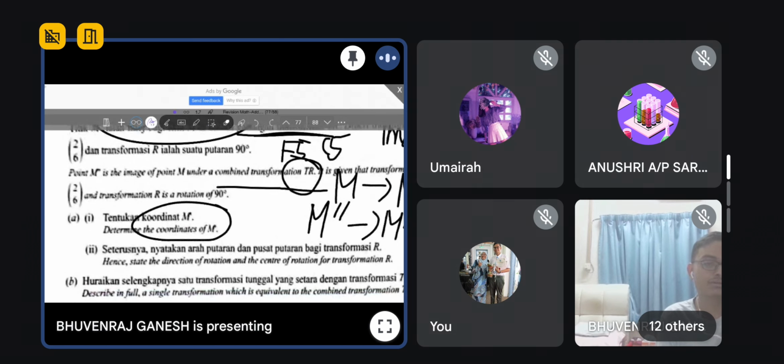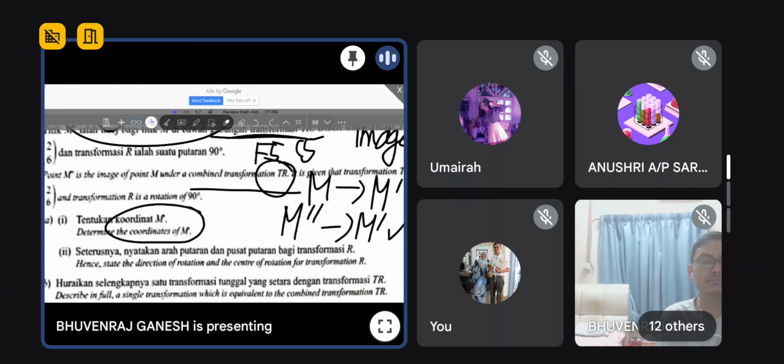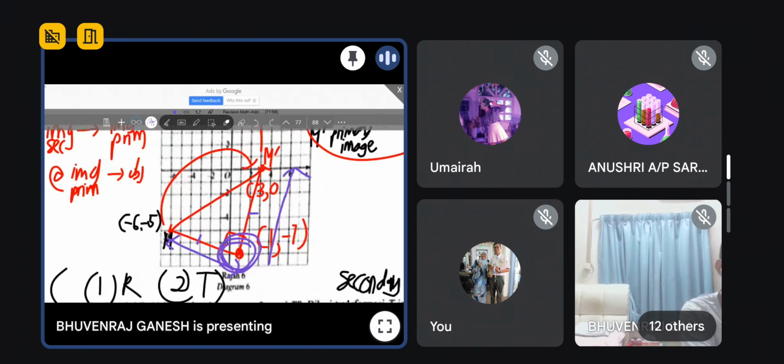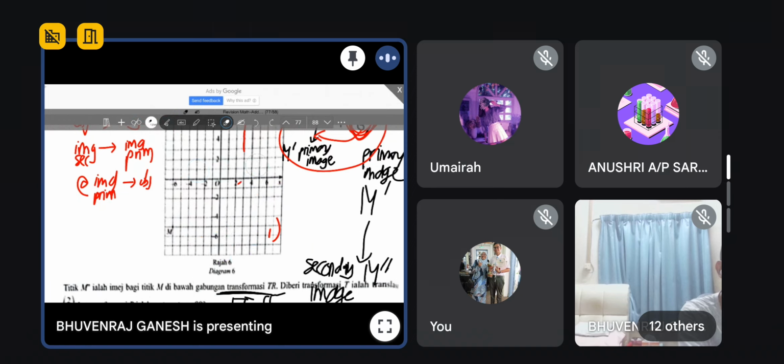Okay, so next one. This one a bit more challenging. They ask you a single transformation that is equal to the combined transformation TR. Maksudnya sekarang kamu kena buat satu transformasi sahaja yang sama dengan TR. So can you all think and see?